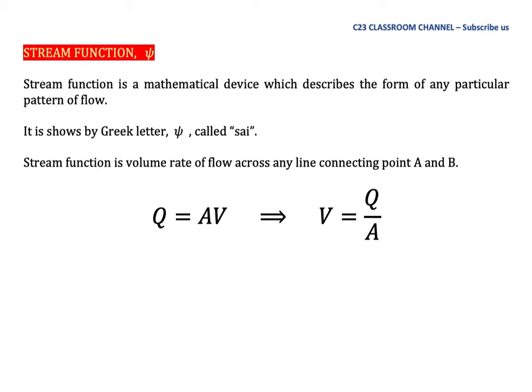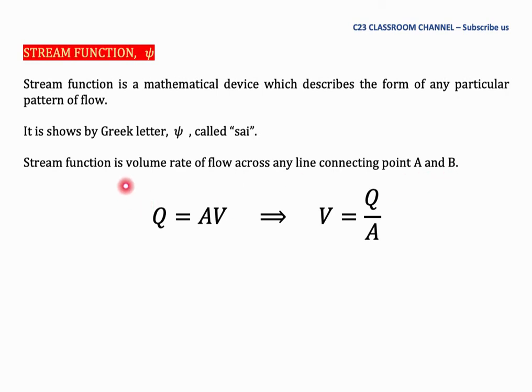Stream function. Stream function is a mathematical device which describes the form of any particular pattern of flow. It is shown by the Greek letter psi. So this is the symbol of a stream function, so it's called psi. Stream function is the volume flow rate, or flow across any line connecting point A and B.